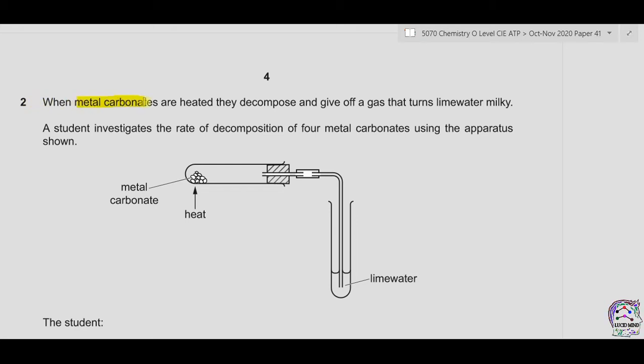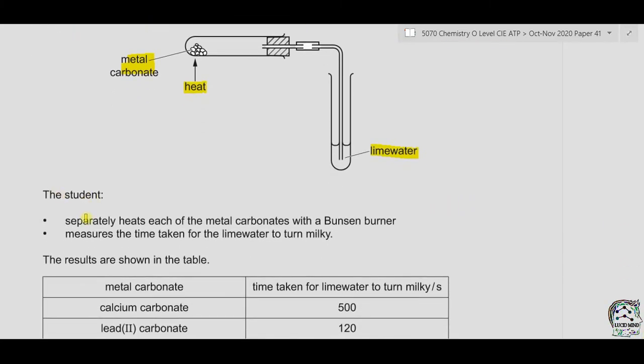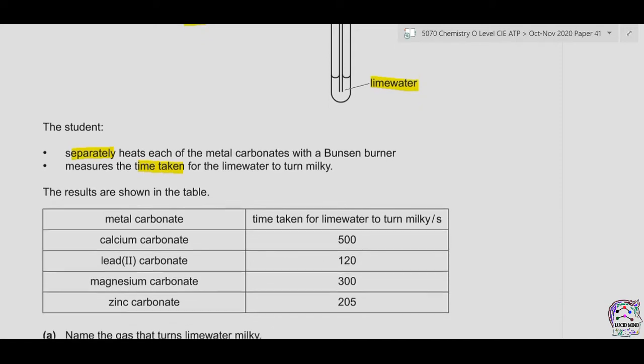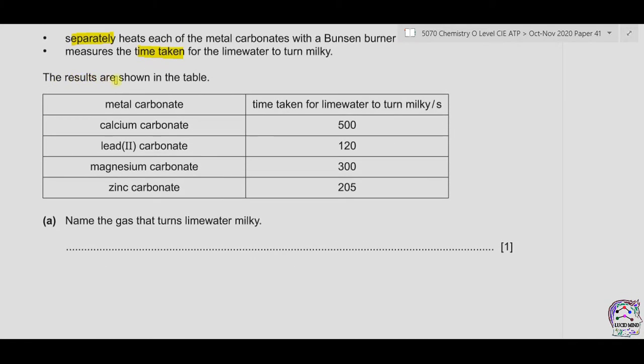Question 2. When metal carbonates are heated, they decompose and give off a gas that turns lime water milky. A student investigates the rate of decomposition of 4 metal carbonates using the apparatus shown. This is a metal carbonate and it is heated. It decomposes to give a gas that turns lime water milky. The student separately heats each of the metal carbonates with a Bunsen burner and measures the time taken for the lime water to turn milky. The results are shown in the table.